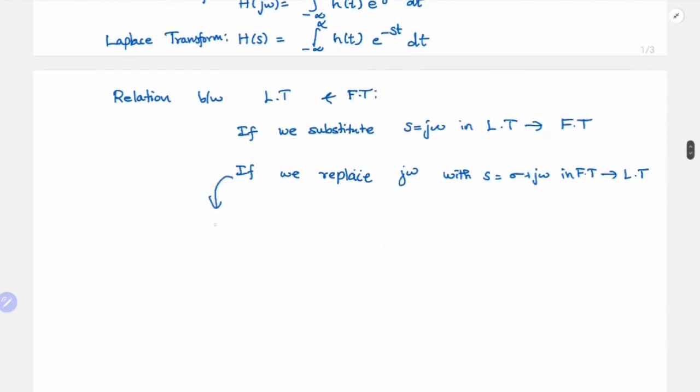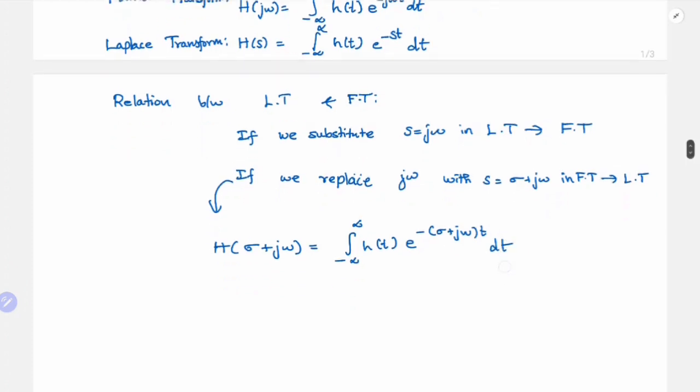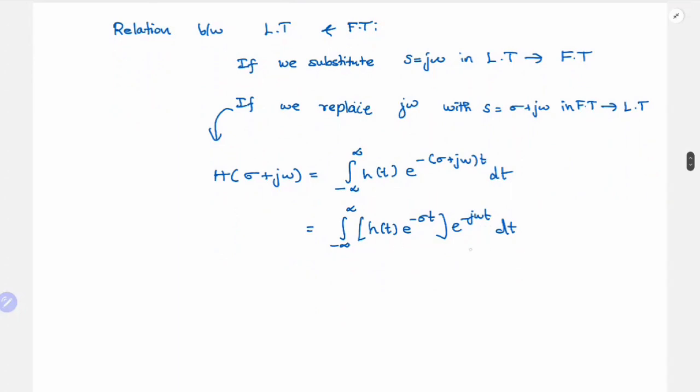So what does this mean? If we have h of sigma plus j omega, it is nothing but integral minus infinity to infinity h of t e power minus of sigma plus j omega into t dt, right? So this we can write as h of t e power minus sigma t e power minus j omega t dt. So this is nothing but our Fourier transform equation, right? So we can say Laplace transform is like the Fourier transform of h of t e power minus sigma t.